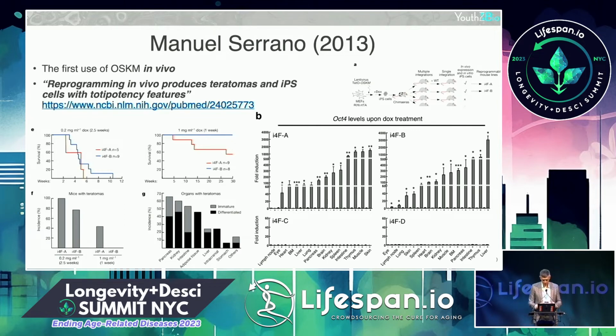So from that standpoint, it showed that it's possible to reprogram cells in vivo, but in this first iteration, they let reprogramming commence fully, and that killed the mice within just 2 weeks because they got liver failure, organ failure. And of course, even the title of the paper was very gloomy. It said, reprogramming in vivo produces teratomas and iPS cells with totipotent features. Basically, teratomas are these cancerous tumors that we really don't want as a consequence of reprogramming.